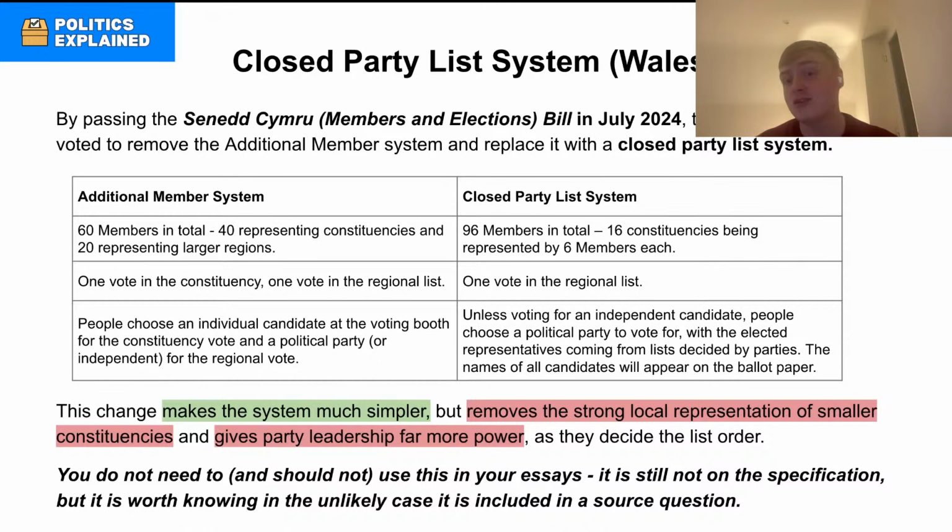Effectively, what it's doing is removing the constituency element. There's just the vote for the regional list. Effectively, it's a closed party list system, and people just vote for a party rather than a candidate. And the parties effectively then decide how high people come up on their list in terms of their candidates to see who gets elected. So you only vote for a party. It makes the system simpler, but removes the local representation.